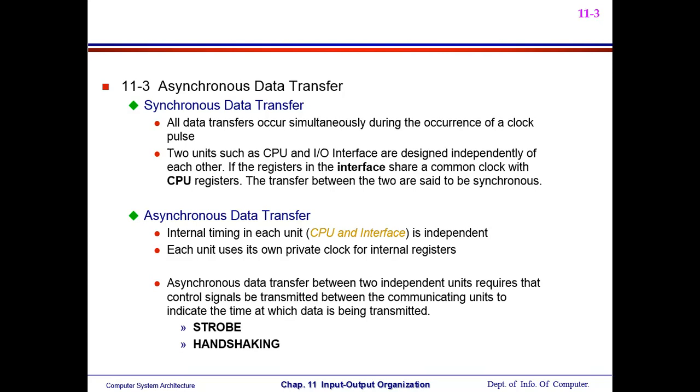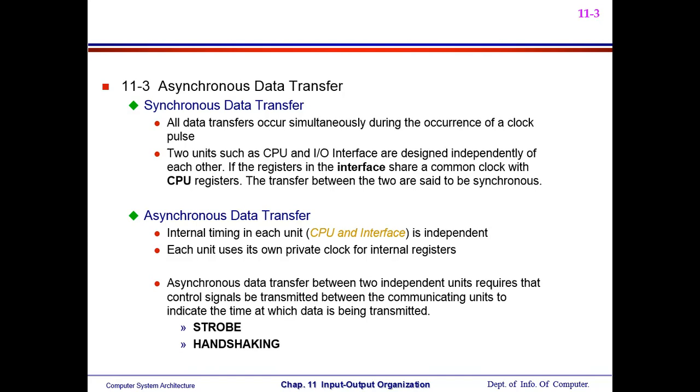Suppose in our example we have two units, CPU and IO interface. This CPU and IO interface have their own registers. Now the register in the CPU wants to transfer some data to the register in the IO interface. To initiate that operation, it requires a clock pulse. If the CPU registers and IO interface use a common clock generator, then we can say that the data transfer between the CPU registers and IO interface registers is synchronous data transfer.